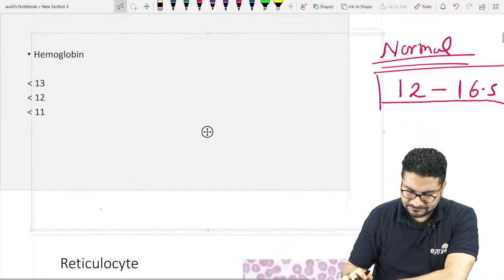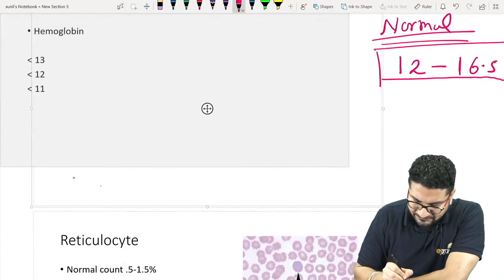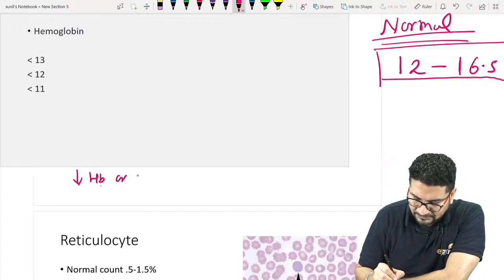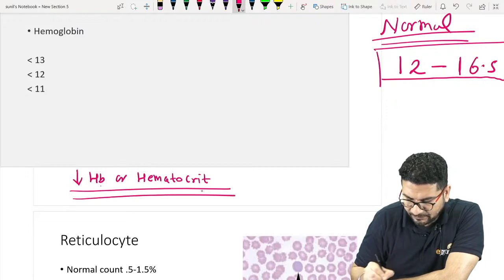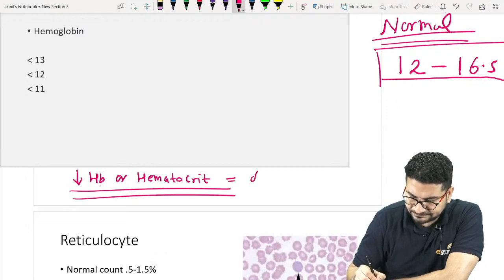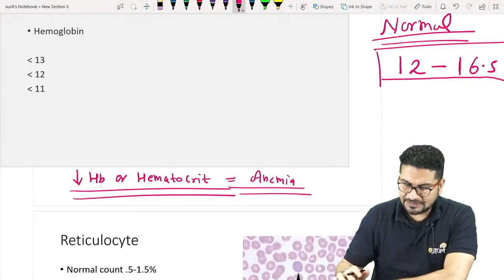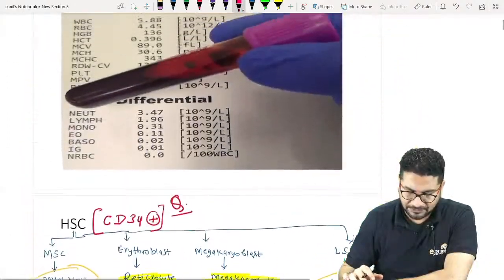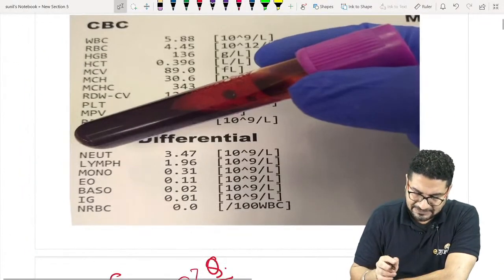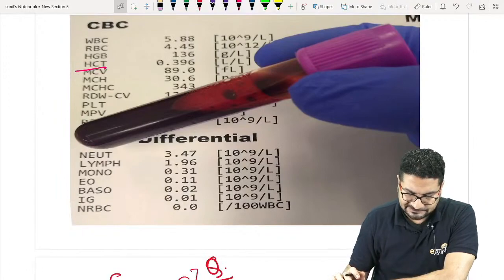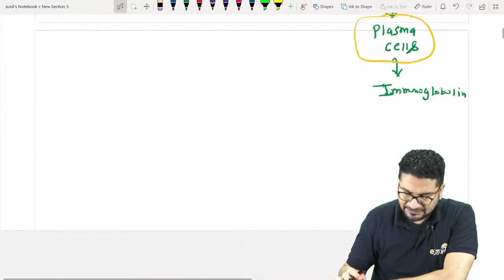Any doubt, guys? So anemia we can define as decrease in hemoglobin or hematocrit. Decrease in hemoglobin or hematocrit is called anemia. I want to show you a CBC report, and based on this report you can see here it is written hematocrit. So either you can see hemoglobin or you can see hematocrit.